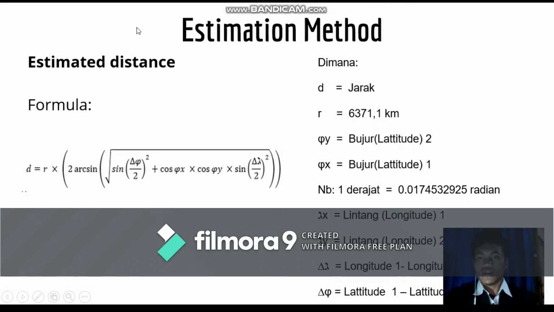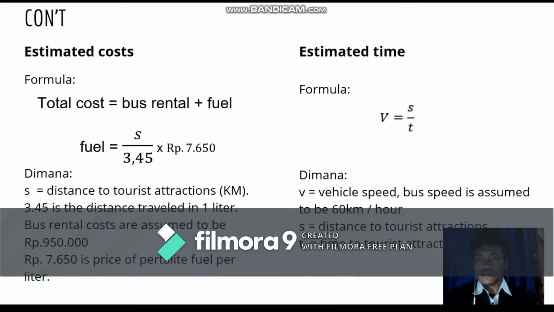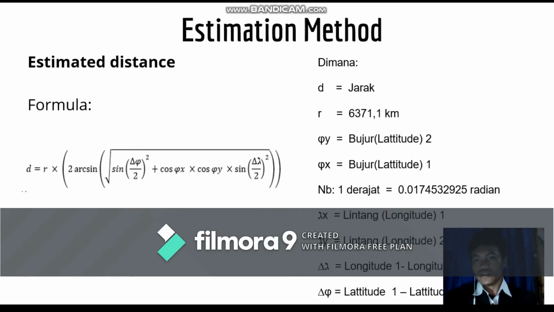Estimation method. Estimation distance. To get the estimation distance, we have the Haversine formula. So this is the Haversine formula, how to get the distance, and this is the explanation of all the attributes.